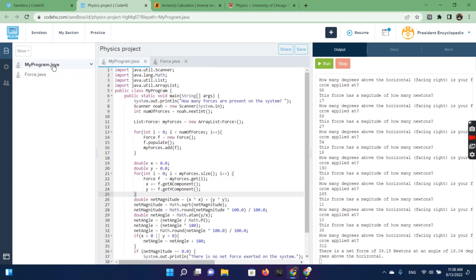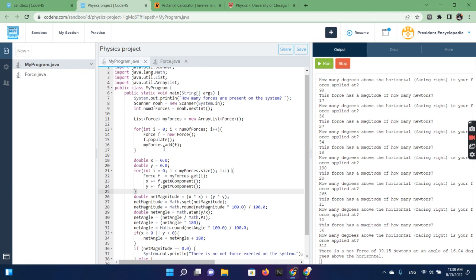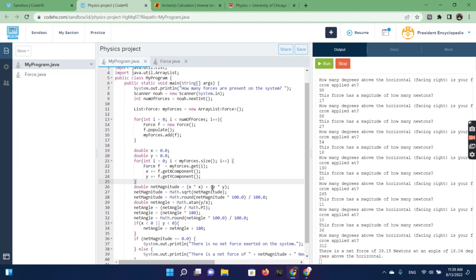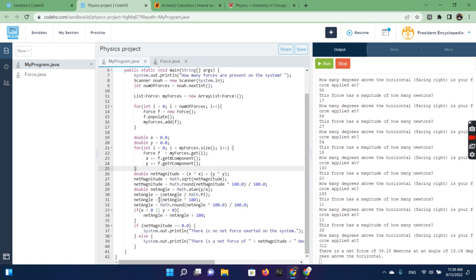Once it gets the x and y component, it adds each one to the net x and the net y. And then using that, it does the Pythagorean theorem to find the net force. It messes around with the angle a bit with arctangent, which is the tangent with the little -1 next to it.